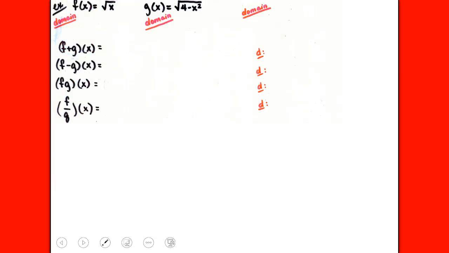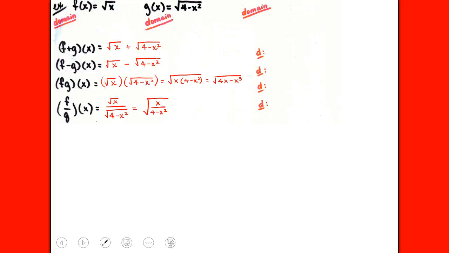Alright, so for the next two that we want to look at, they give us f of x is equal to the square root of x, and g of x is equal to the square root of 4 minus x squared. Alright, so go ahead and find your four combinations. Add your functions, subtract your functions, multiply your functions, and divide your functions. Okay, so let's see how you did.